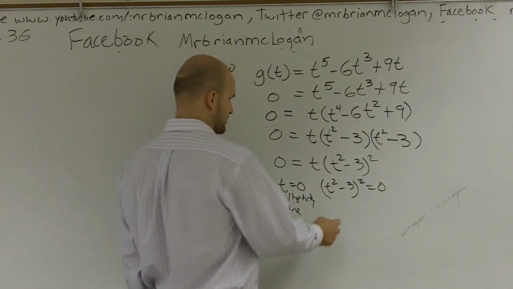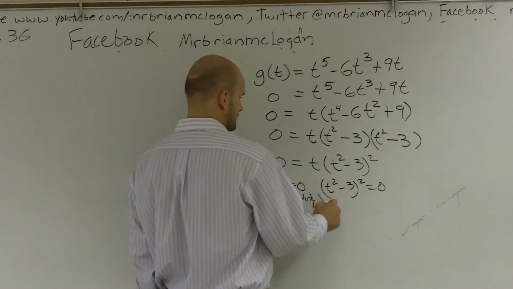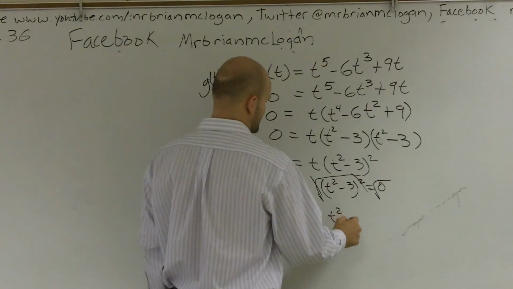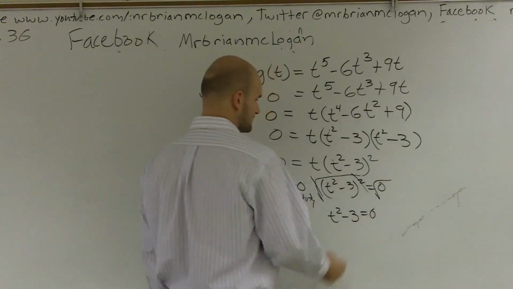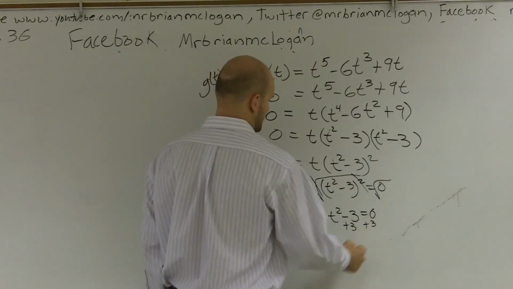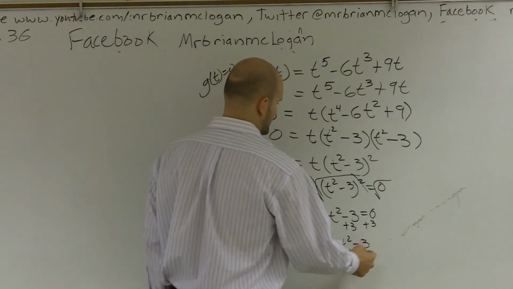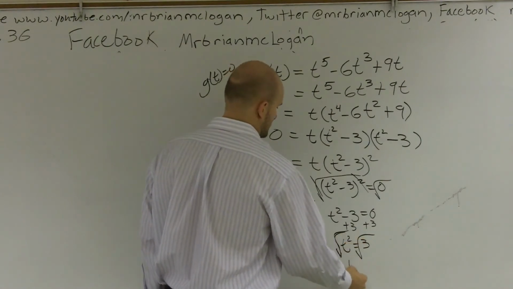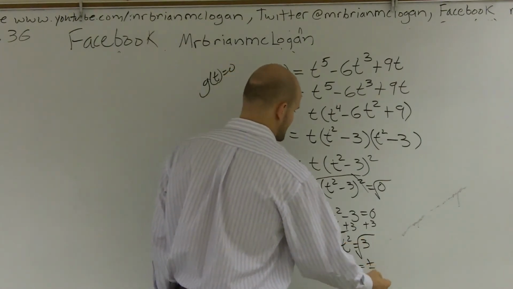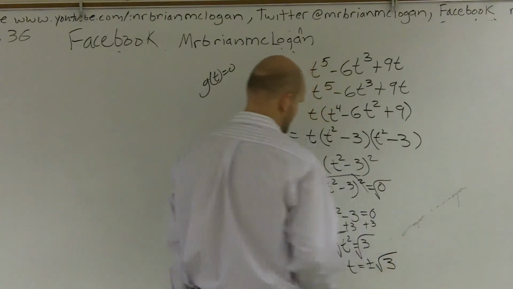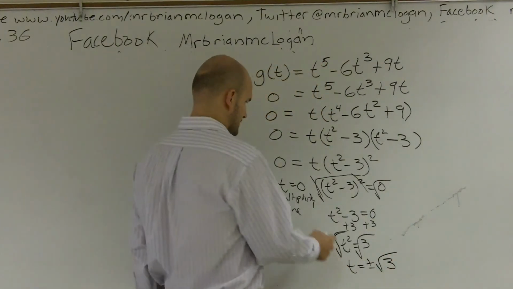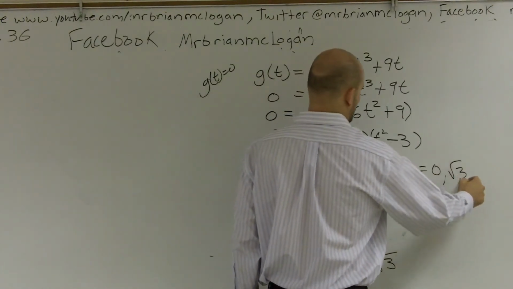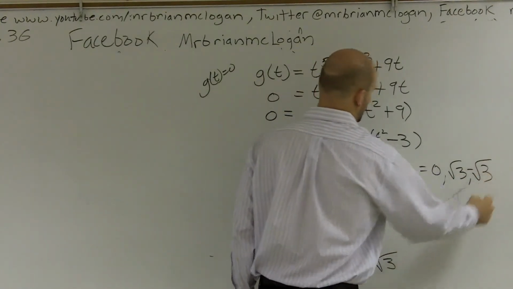Here, I take the square root to get rid of this square, and I'm left with t squared minus 3 equals 0. Add 3 to both sides: t squared equals 3. Take the square root: t equals plus or minus the square root of 3. Now my zeros are t equals 0, square root of 3, and negative square root of 3.